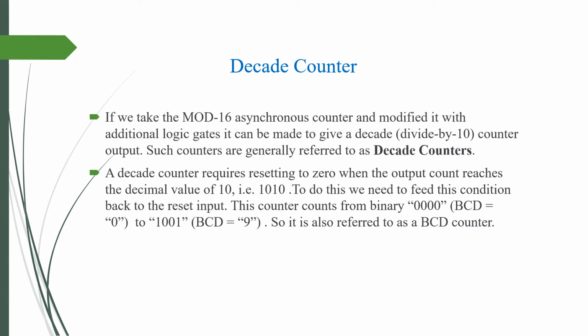Decade counter requires resetting to 0 when the output count reaches the decimal value of 10, that is 1010. To do this, we need to feed the condition back to the reset input. This counter counts from binary 0000, that means from BCD 0 to BCD 9. This is also referred to as BCD counter.